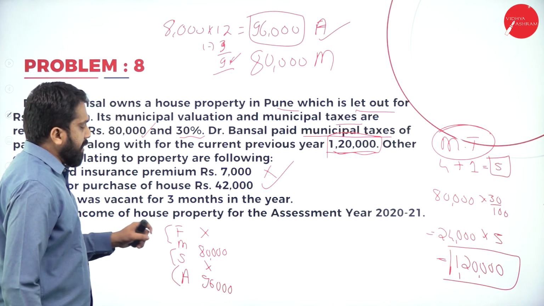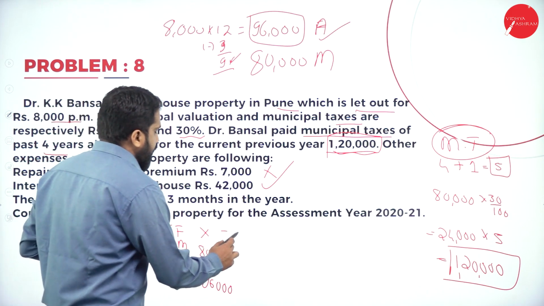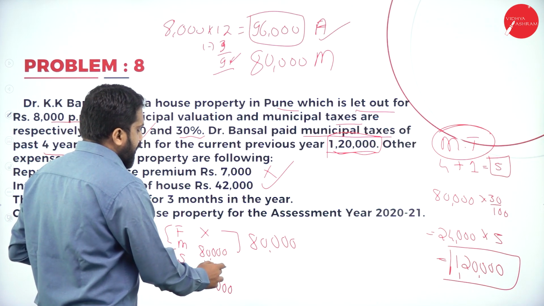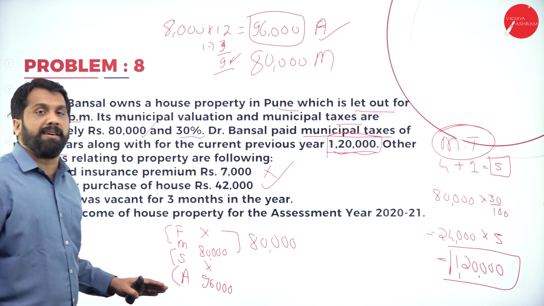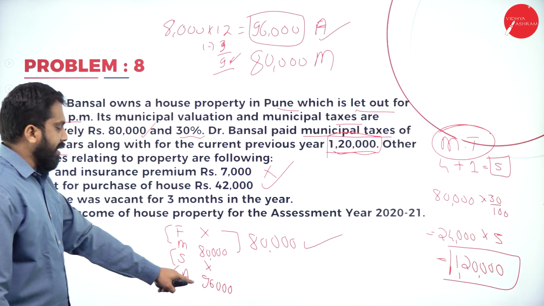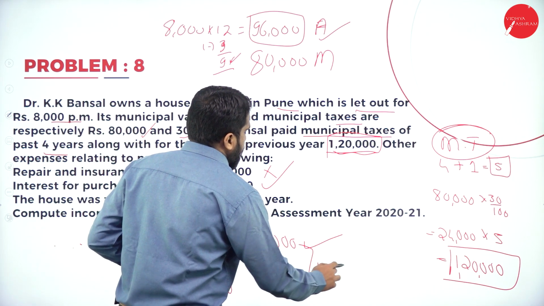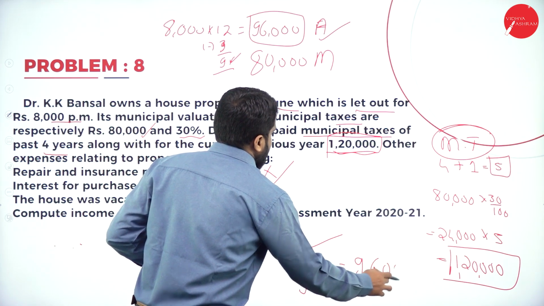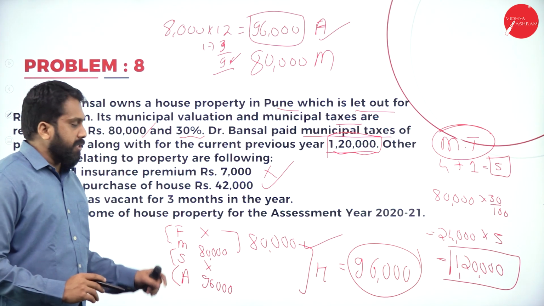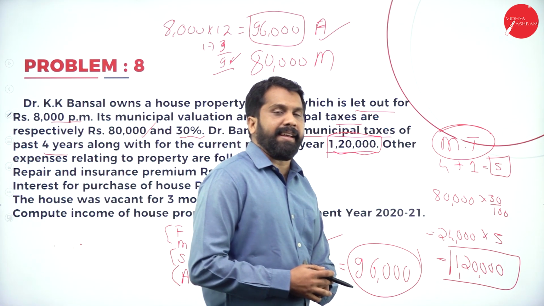Now, fair and municipal. Fair they have not given at all. So whichever is higher, obviously it is 80,000. Your 80,000 versus standard. Is standard given? No. So again your answer is 80,000. 80,000 versus actual, 96,000. Whichever is higher, the higher will be 96,000. Any doubt up to this? No doubt. So your actual rent will be taken into consideration, that is 96,000.